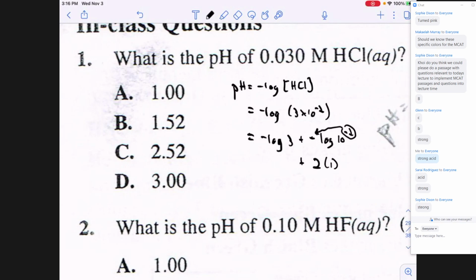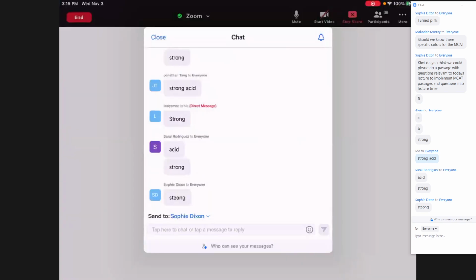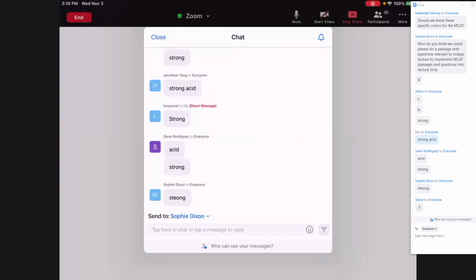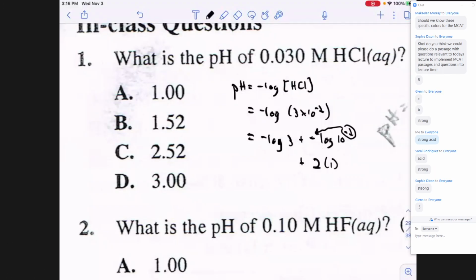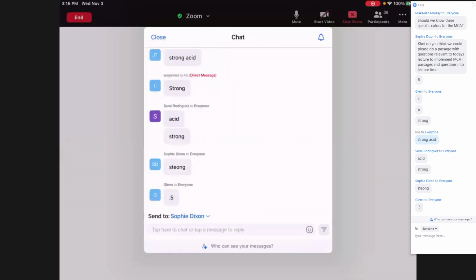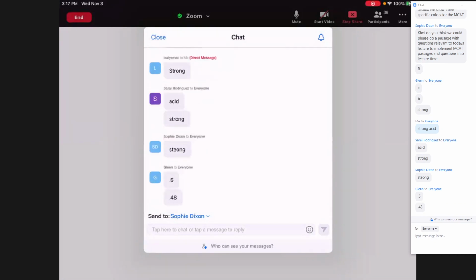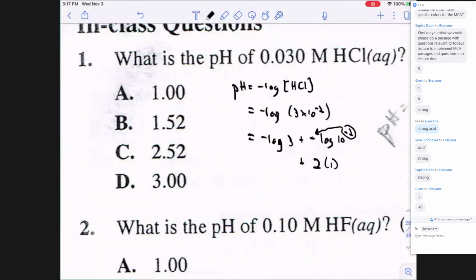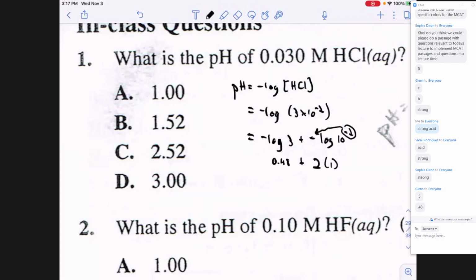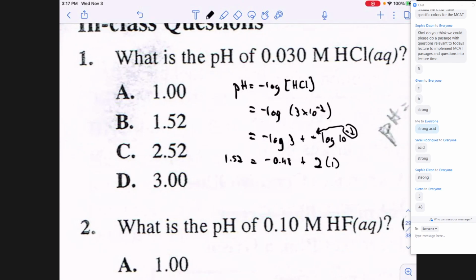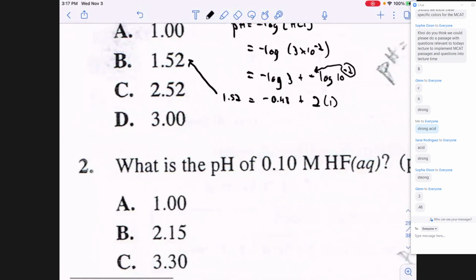What's log of 3? We should know that from the logs that I gave you. Close, Glenn, but it's a specific decimal number. Yes, thank you. That's going to be 0.48, and that's negative. So 2 minus 0.48 gives us an answer of 1.52. So for those who chose B, good job. Let's take a look here.